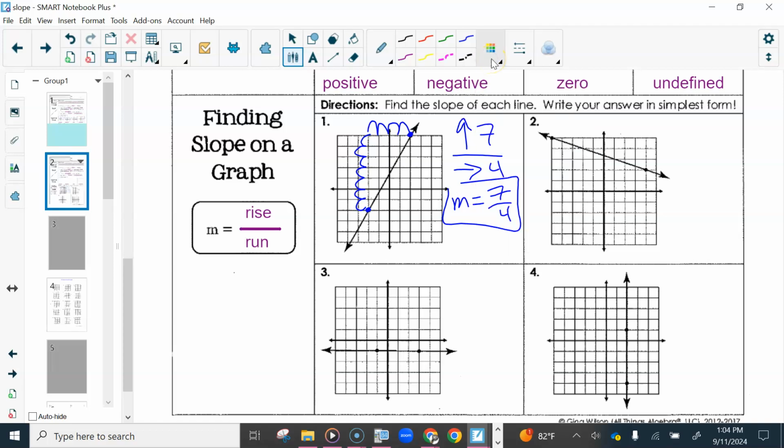Okay. I'm going to show you why the other way also works. So let's say instead of starting left to right, I went right to left, and I'm going to start at the top. So now instead of going up, I'm going to go down. It's still part of your rise because it's still vertical. And then I would go down 7, and to the left 4. Which would give me a negative 7 over a negative 4. And those negatives cancel. So it doesn't matter which way you look at it as long as you're doing rise before run.